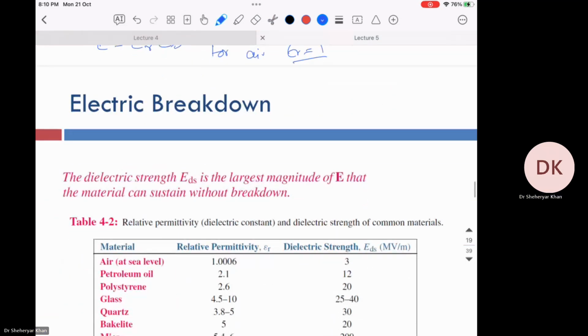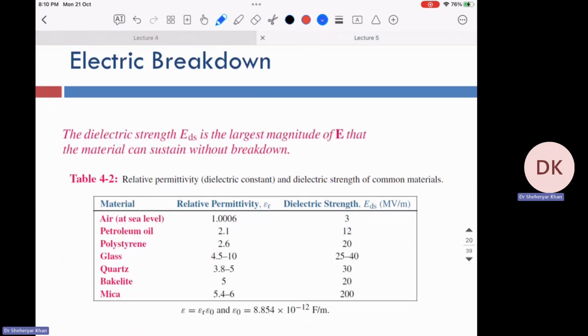Now, this is the breakdown, right? I would like to show you the breakdown if I have the video. Breakdown in wood. So you see that breakdown can occur anywhere.